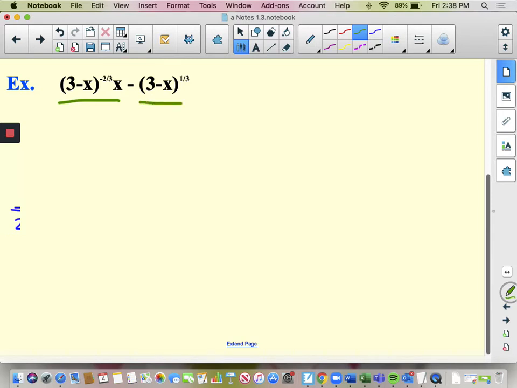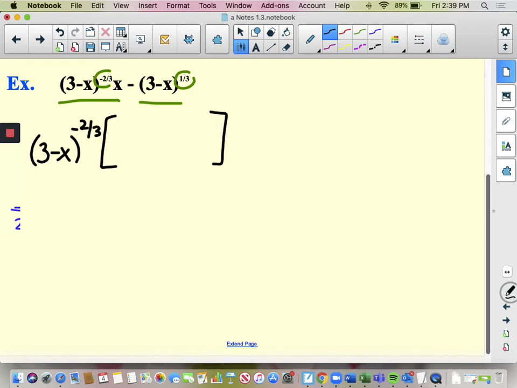It's a binomial. What do the first 2 terms share in common? They both have a 3 minus x binomial in them. The first term has negative 2/3 power, and the other one has a 1/3 power. What is smaller, negative 2/3 or positive 1/3? Obviously the negative. So take your time with this. I'm going to factor out a binomial instead of a monomial, a 3 minus x to the negative 2/3.